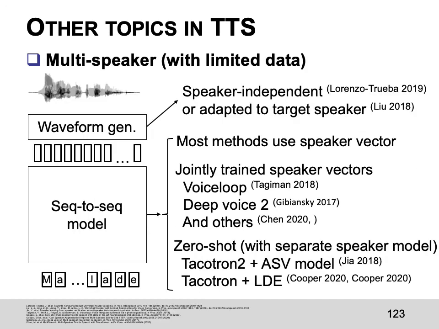In terms of multi-speaker modeling, I think most of the sequence-to-sequence models are quite straightforward. They either jointly train the speaker vectors with the sequence-to-sequence model, or they use a separate speaker model to extract the speaker vectors from the reference speech. So this is the so-called zero-shot learning for multi-speaker TTS.